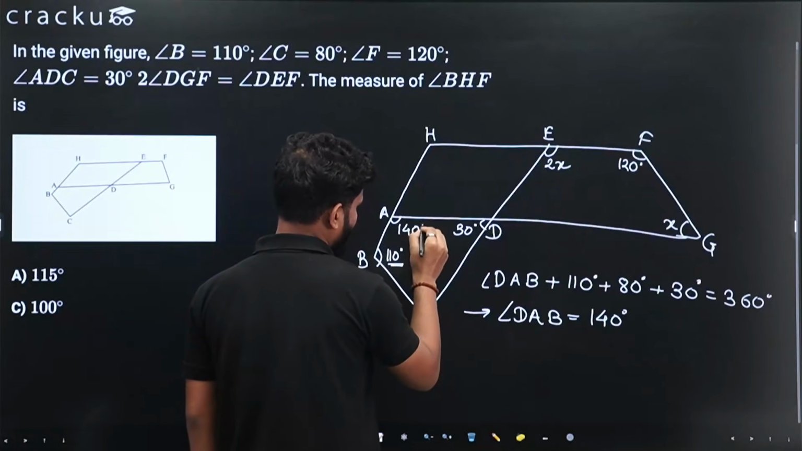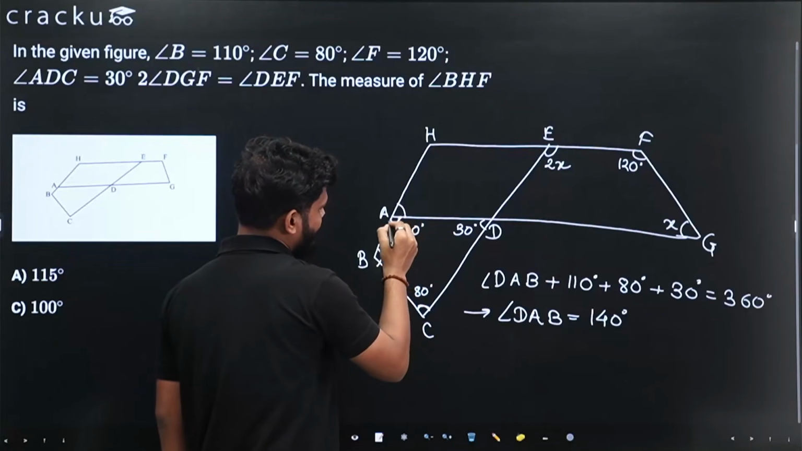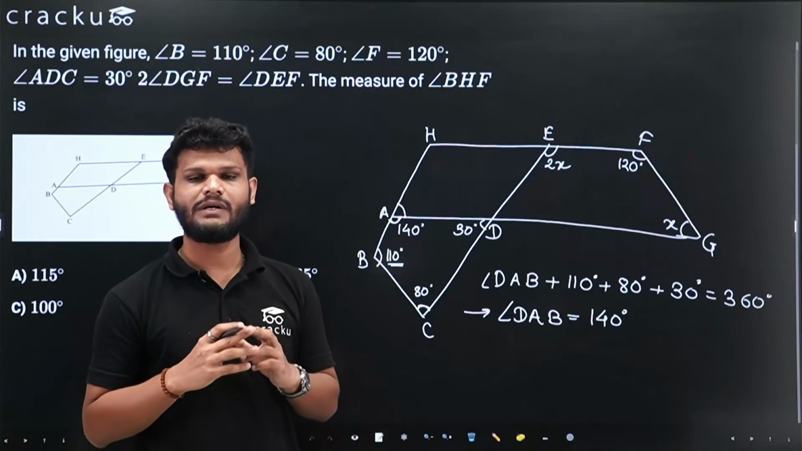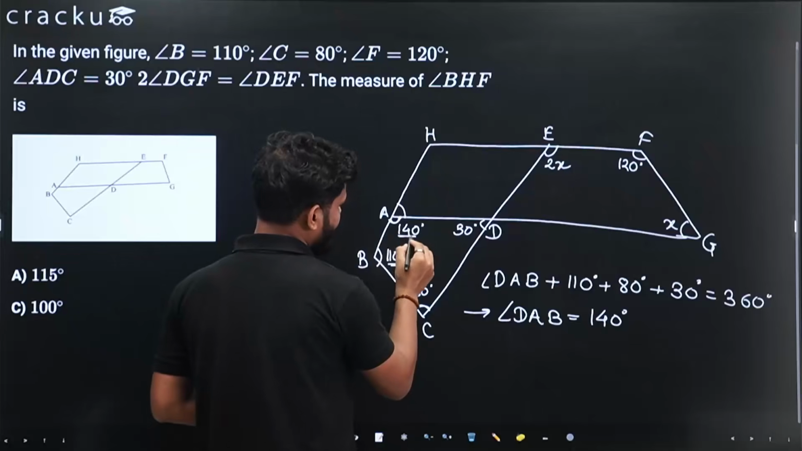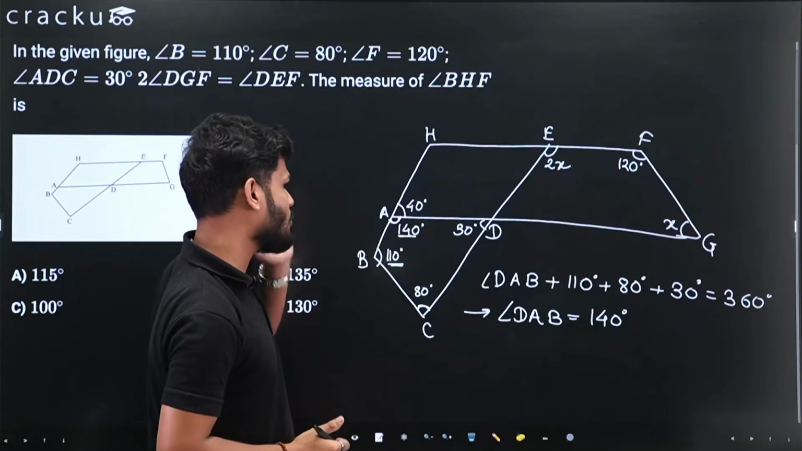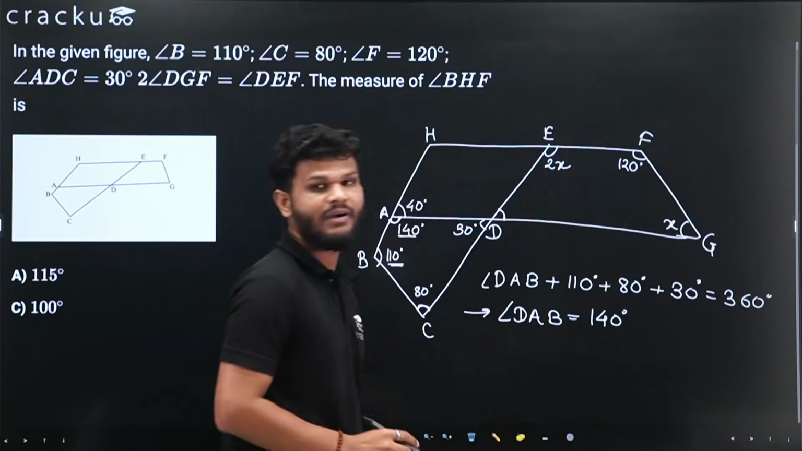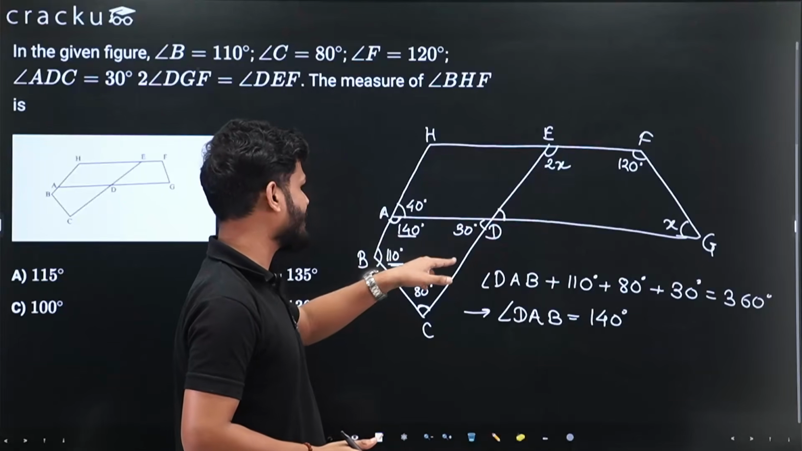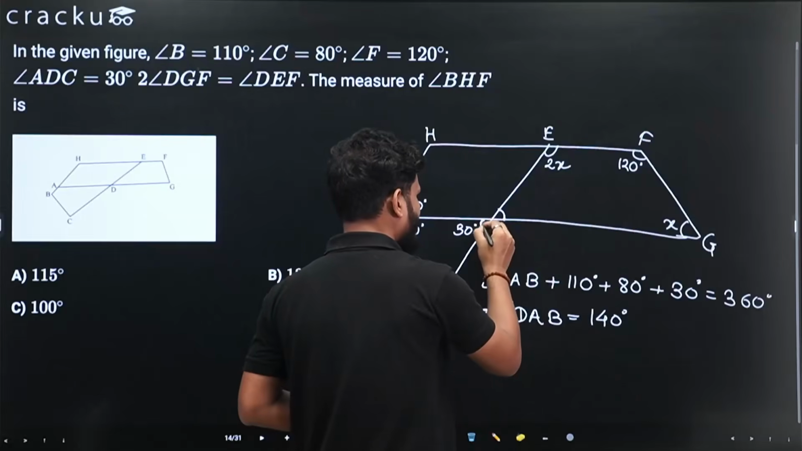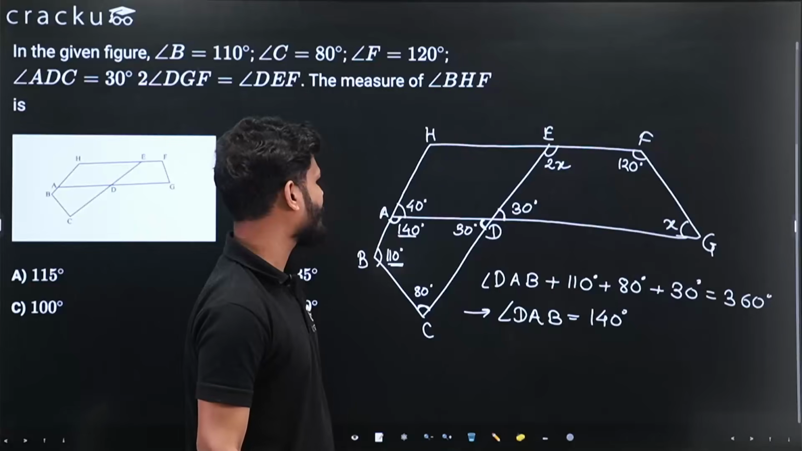So angle DAB is 140 degrees. Now if you see, this angle and this angle are supplementary of each other because they lie on the same straight line. So the sum of those two will be 180 degrees. If this is 140 degrees, this should be 40 degrees. Now look into this quadrilateral. Can you find this angle? Yes, we can. This line EC and AG are intersecting each other, so this is a pair of opposite angles. Hence, this will also be 30 degrees. Correct?